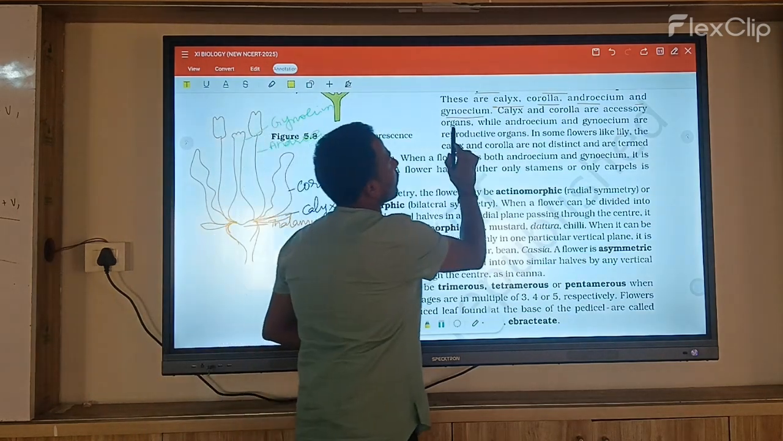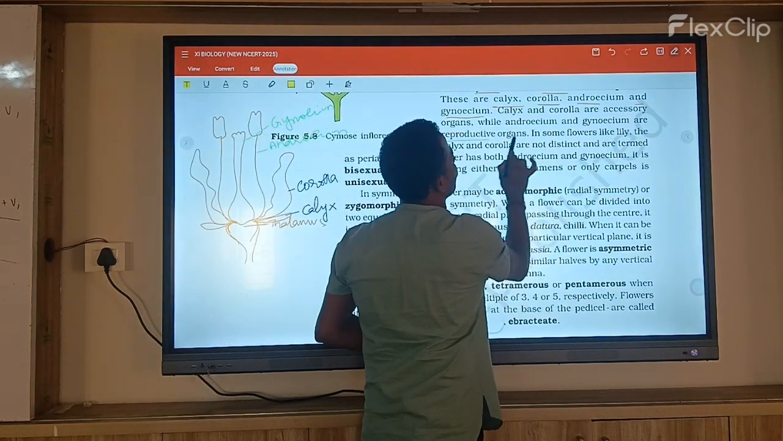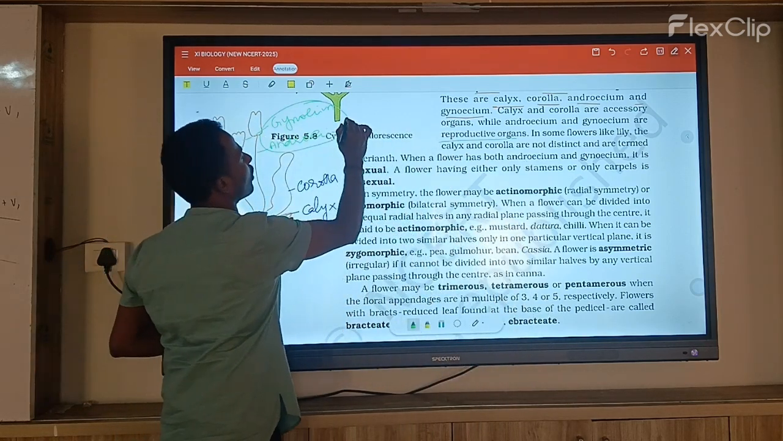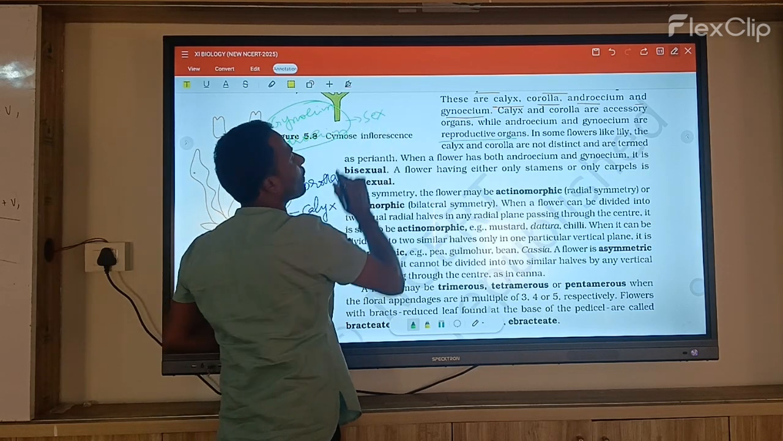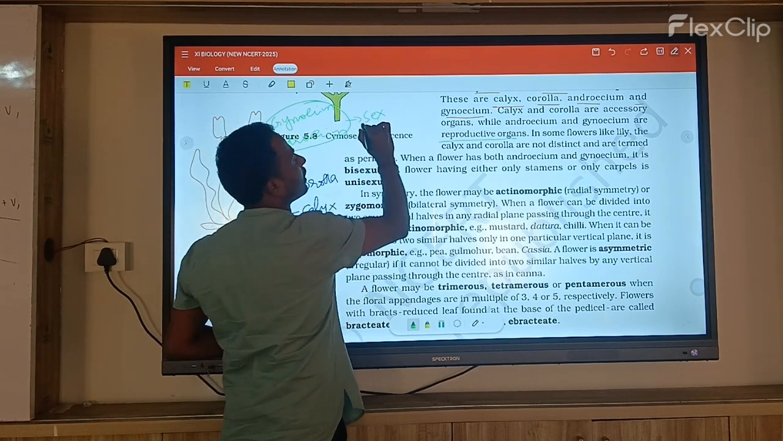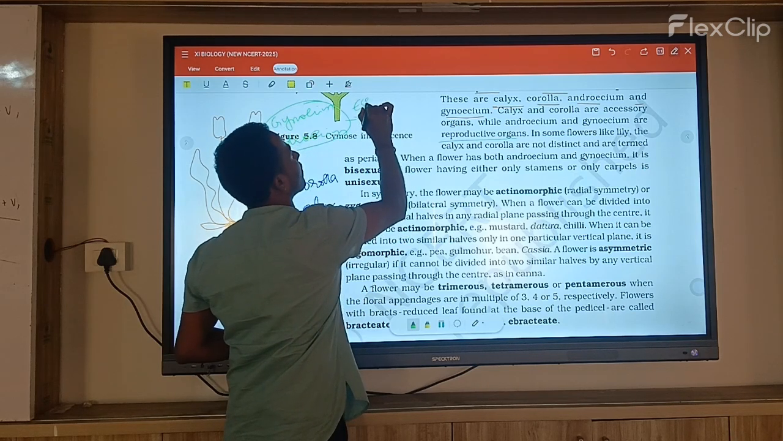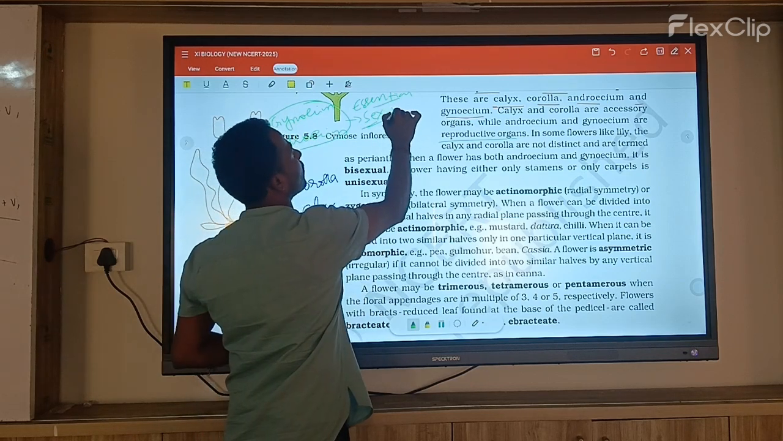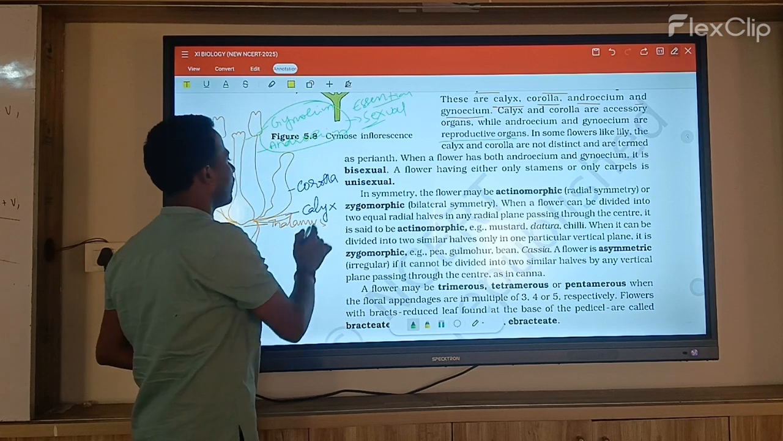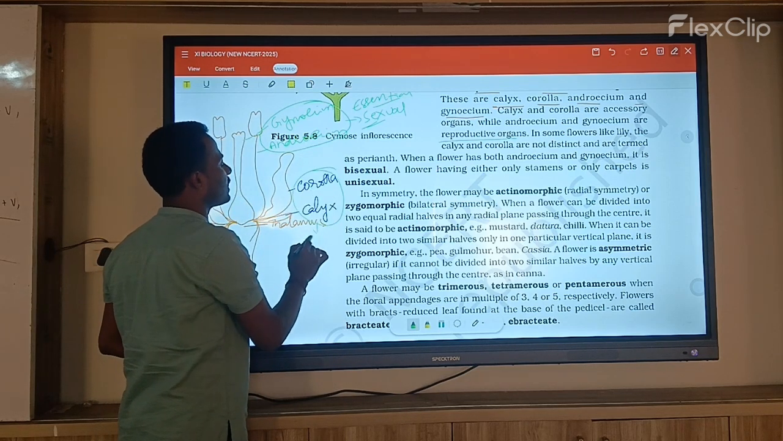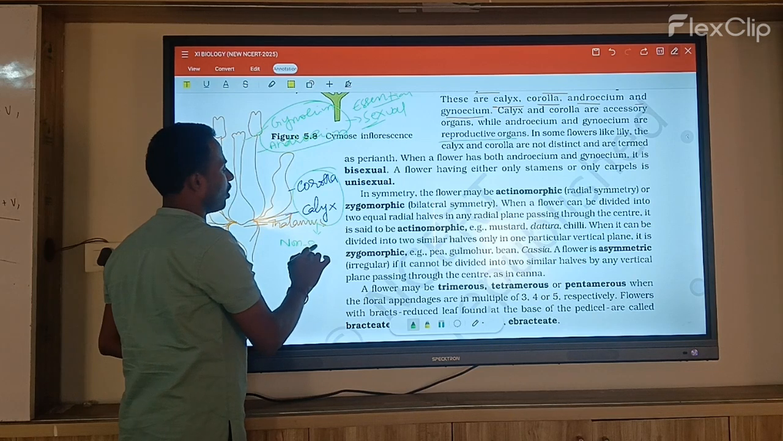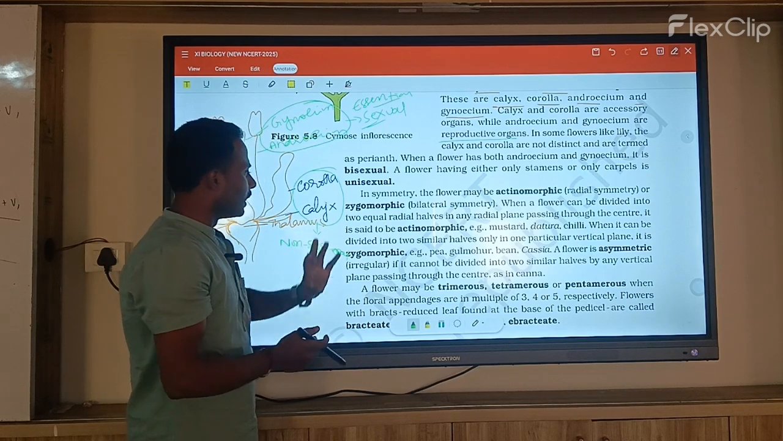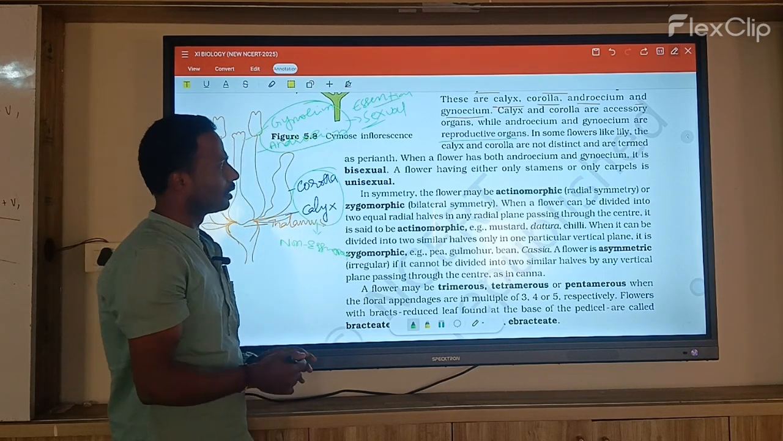Now, the androecium and gynoecium are reproductive organs, and they are called essential organs. They are completely essential organs. Why are they called essential organs? Because they participate in sexual reproduction. The calyx and corolla are called non-essential organs, because they do not participate in sexual reproduction.